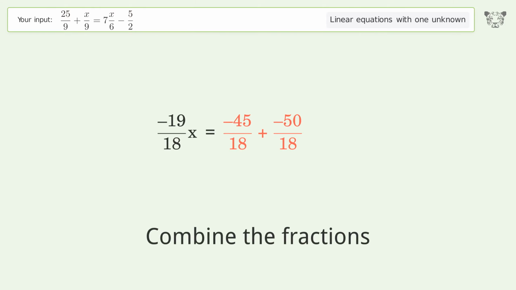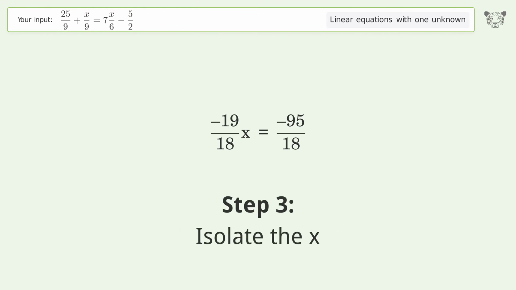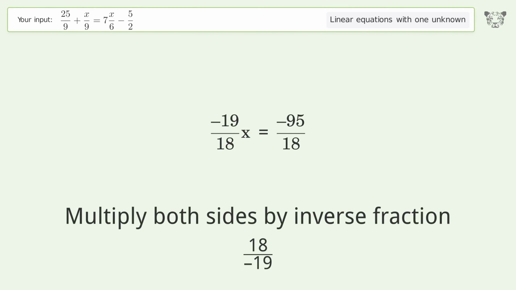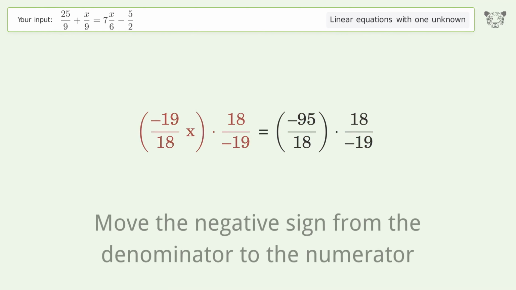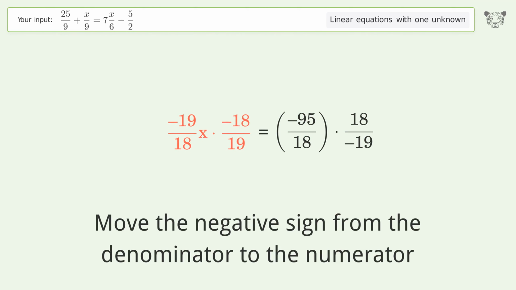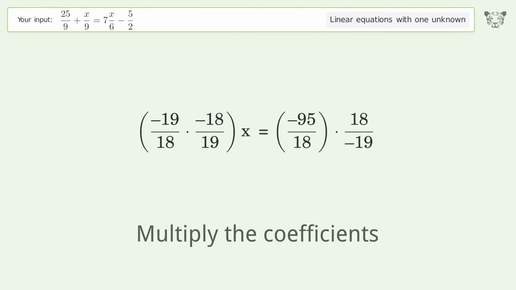Combine the fractions. Combine the numerators. Isolate the x. Multiply both sides by inverse fraction 18 over negative 19. Move the negative sign from the denominator to the numerator. Group like terms. Multiply the coefficients.